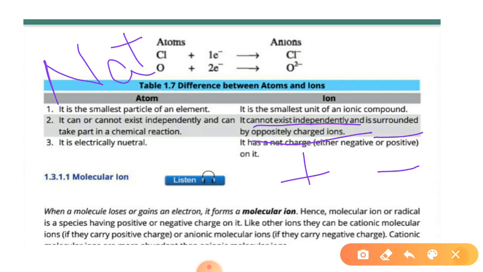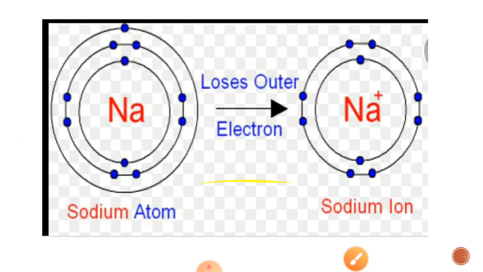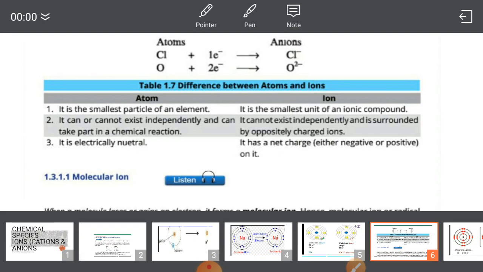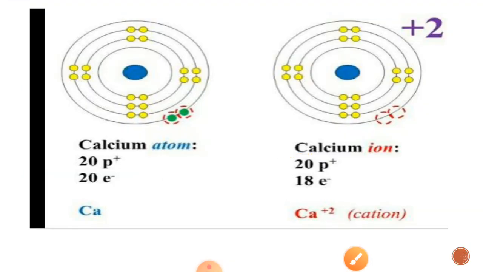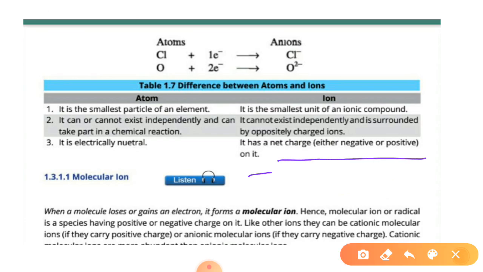So this point illustrates the same thing, that each charge is further surrounded with ions. An atom is electrically neutral, whereas an ion has a net charge, either positive or negative. If negative, it will be an anion, whereas in case of positive, it must be a cation.